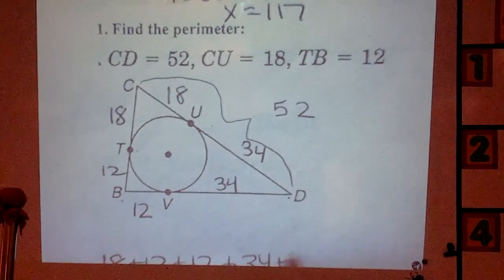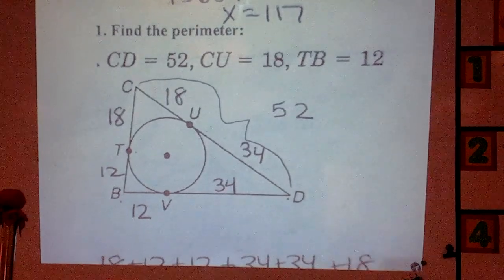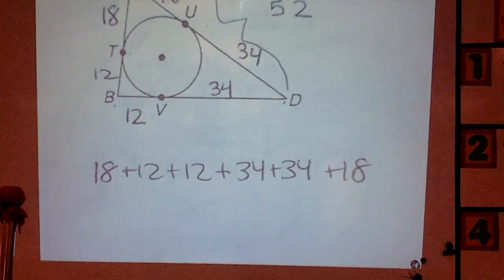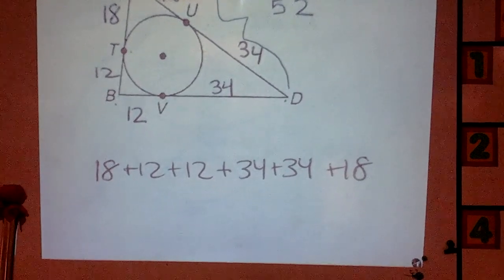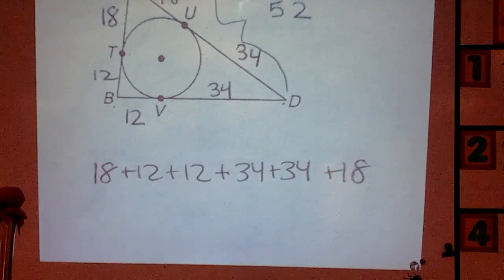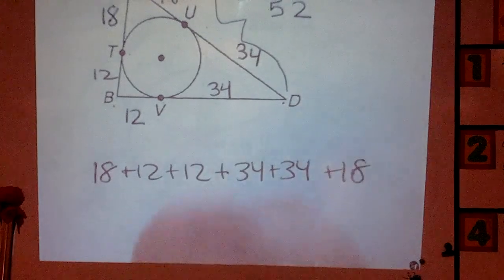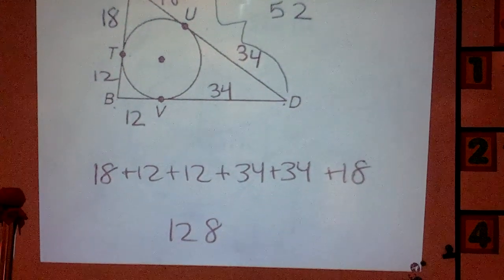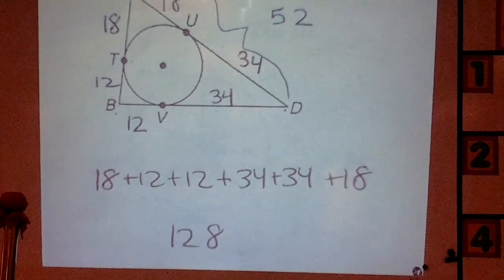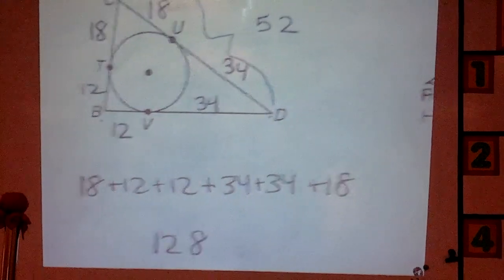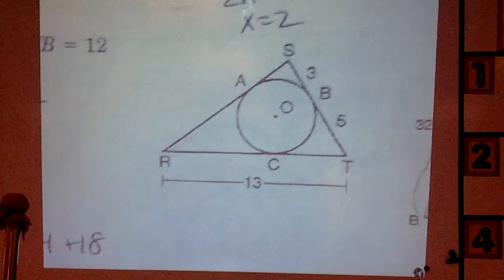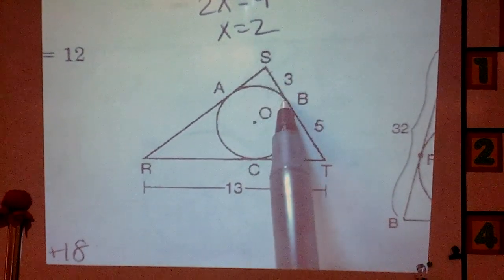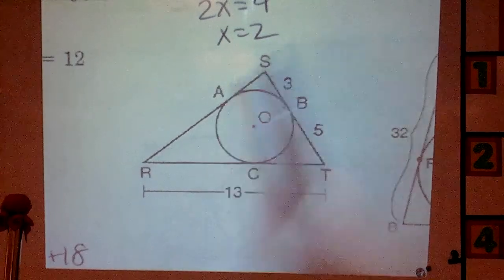And it doesn't matter what order I use, as long as I get that the answer is 128. That exact same process is what we're going to do for the last two questions. So the first thing I see is that SB is 3. That means SA is 3.